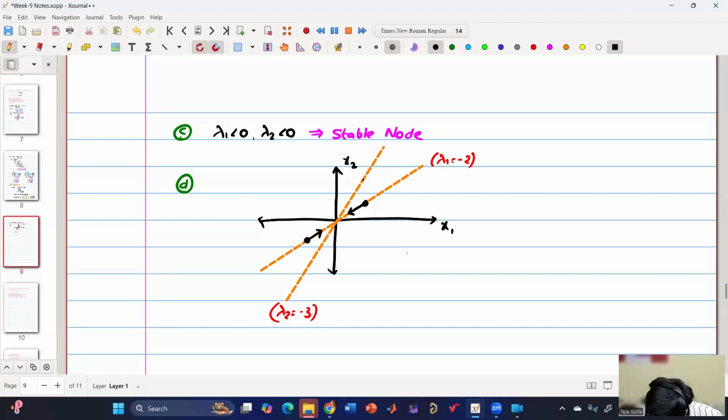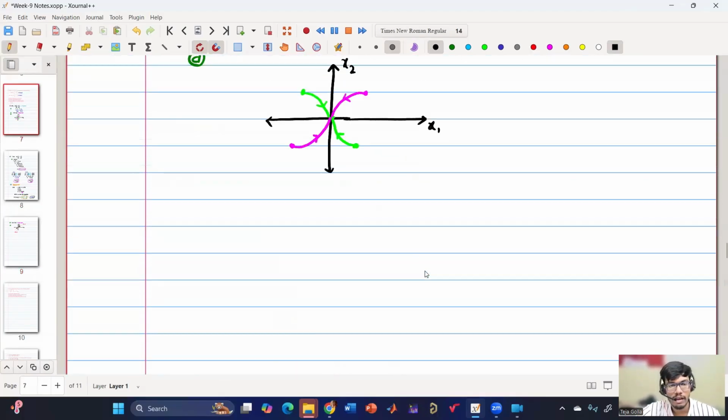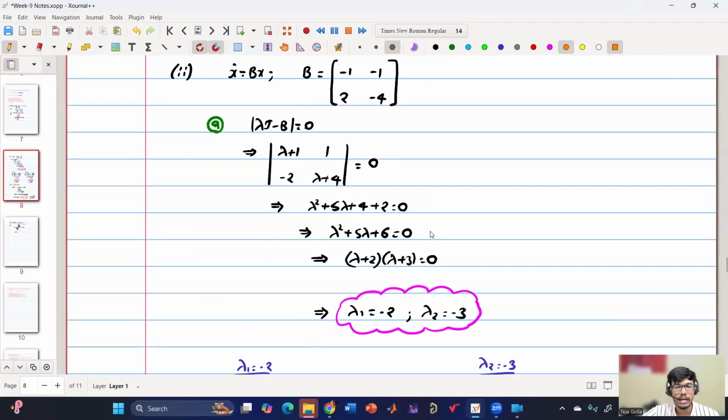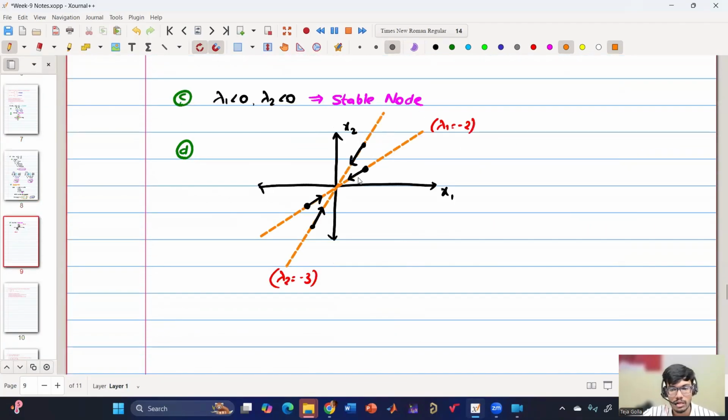Similarly, if you consider this point here, it will go on the line here, and it will go on the line here. But in the previous case that we considered, the eigenvectors are (1, 0) and (0, 1). So any point lying on the axis will move along the axis like this. But other points will go in a curve fashion. Similarly, here, any points that are on the eigenvector will go along the eigenvector towards the origin because it is stable. But anything that is outside will go in a curve fashion.